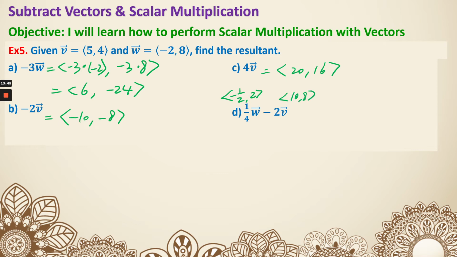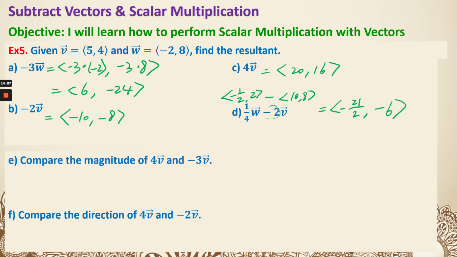As you may notice, you can either choose to keep the -2 together with the numbers, then change the middle into a plus, or you can keep the negative sign and just multiply the numbers. So now I'm still doing subtraction. -1/2 minus 10 is -21 over 2. Then 2 minus 8 is a -6. That is D. Moving on, E and F.